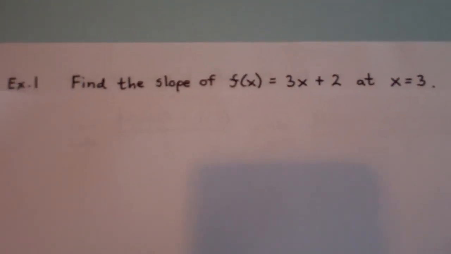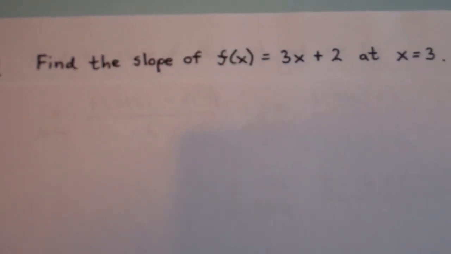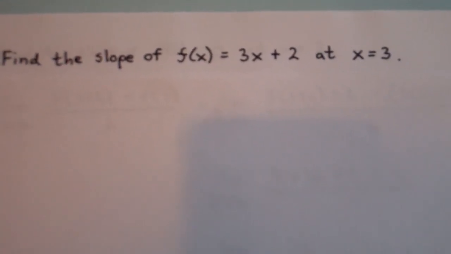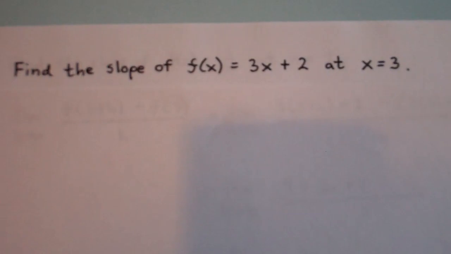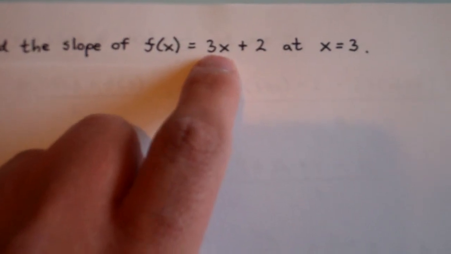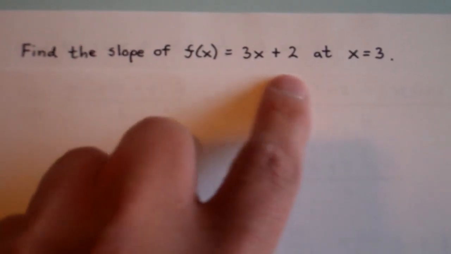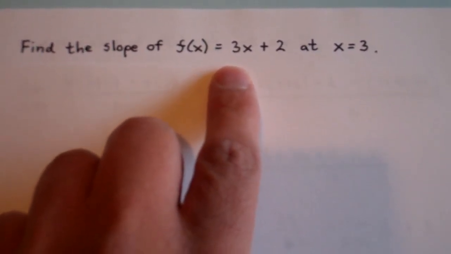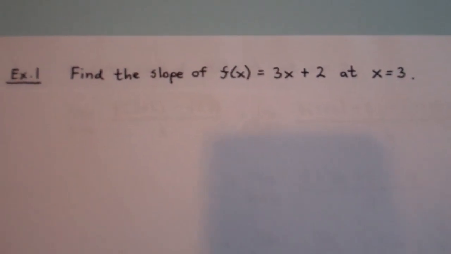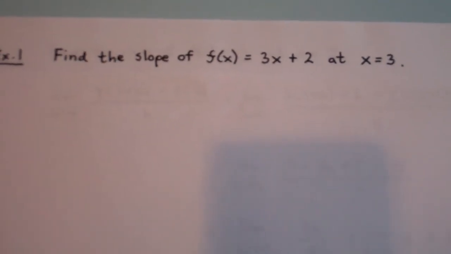Alrighty, here we go. Bear with me, I'm doing the best I can here. So the first thing we're going to look at is find the slope of f of x equals 3x plus 2 at x equals 3. Now, you should already know the answer to this problem. Note that this is a linear function, isn't it? Highest degree is 1. So the slope of this linear function is 3. So regardless of what point we're at, the slope of this function is going to be 3. So we already know the answer, but let's use our formula for the slope of a tangent line to figure it out.